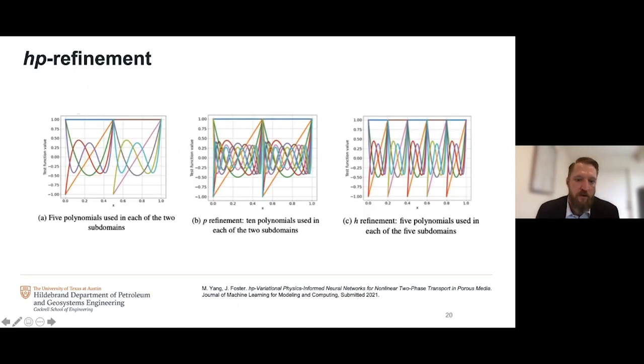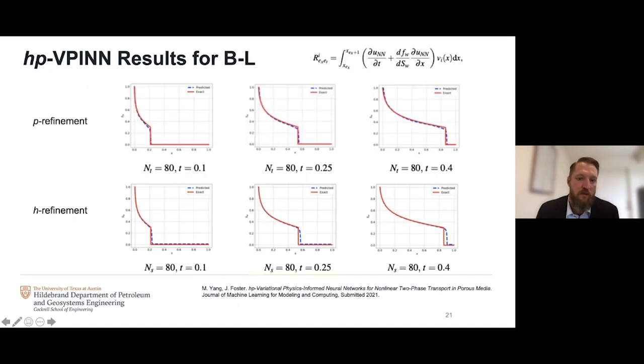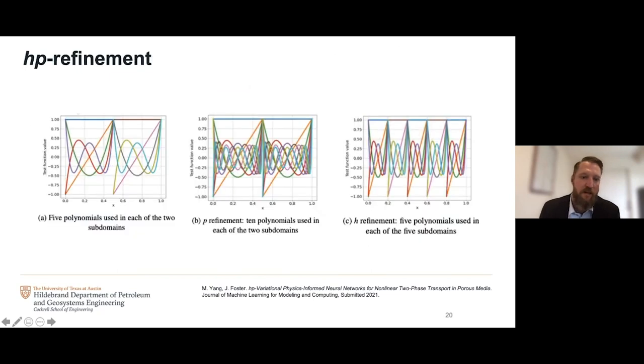Again, just further, what we mean by H and P refinement. Here this is two subdomains with five polynomials each. This is two subdomains with 10 polynomials each. So this would be P refinement. And then over here we have H refinement, so we have five polynomials over now five subdomains. So that shows P refinement and H refinement in isolation.